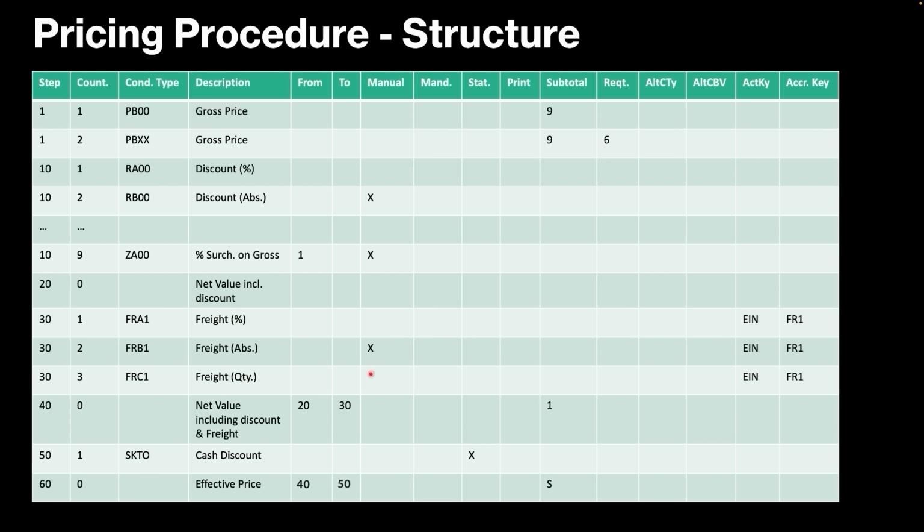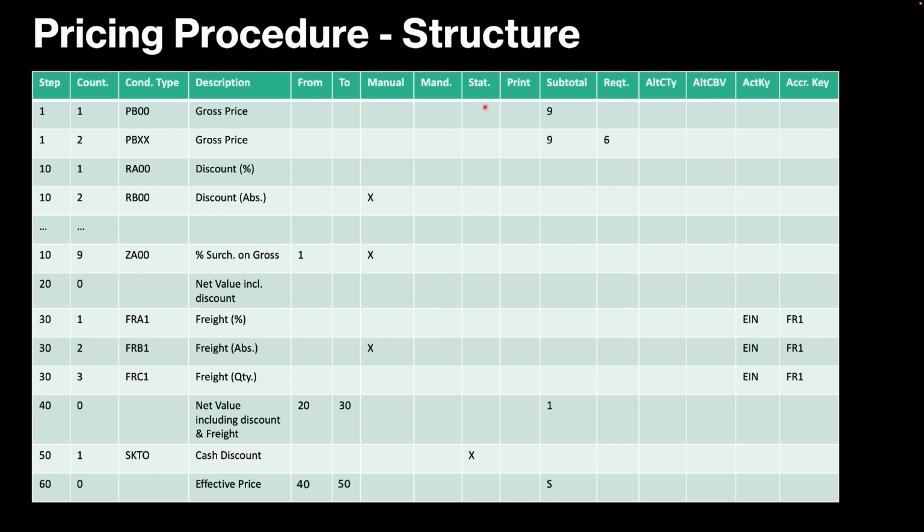Okay, then you have this manual column. This controls whether this condition type will be automatically triggered in the pricing procedure, or you will have to manually enter this condition type in the pricing procedure in the purchase order. Then you have this mandatory column. This controls whether a particular condition type is mandatory. Without entering that condition type in the pricing procedure, you will not be able to save your purchase order.